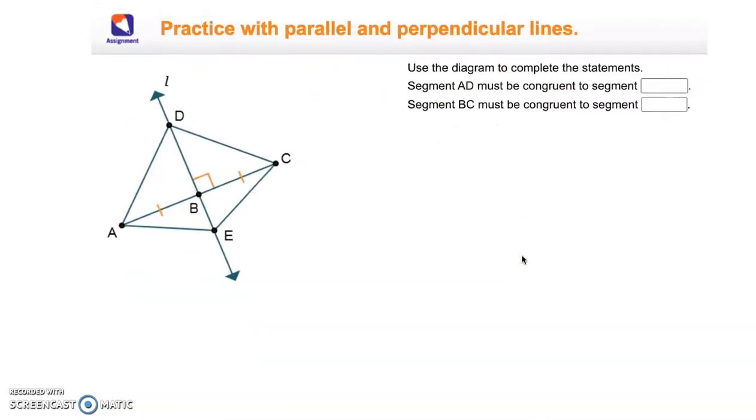So let's practice this. Use the diagram to complete the segments. Segment AD must be congruent to which segment? Well, D is on the perpendicular bisector, and A and C are endpoints. So AD must be congruent to DC. And AB, or BC, which is already marked, must be congruent to AB. What do you know about AE and CE? They are also congruent to each other because E is also on the perpendicular bisector.